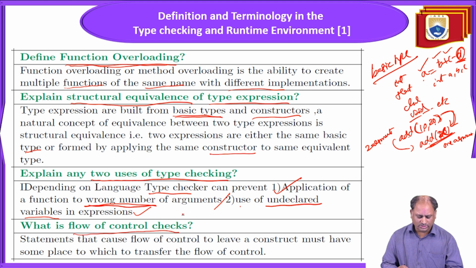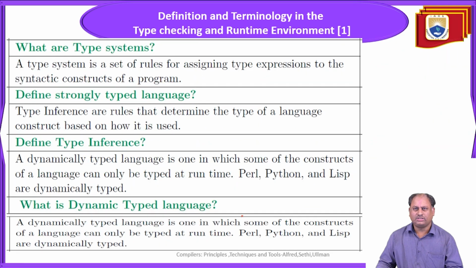What are flow of control checks? Here we know that a construct can be used, and control transfers from one to another. At the beginning of the function, it enters the corresponding statement. After the execution, at the end of the function, the flow of control is completed, that means it leaves the construct. Now what is meant by type systems? A type system is a set of rules assigned to type expressions for the syntactic constructs of the program. That is called a type system.